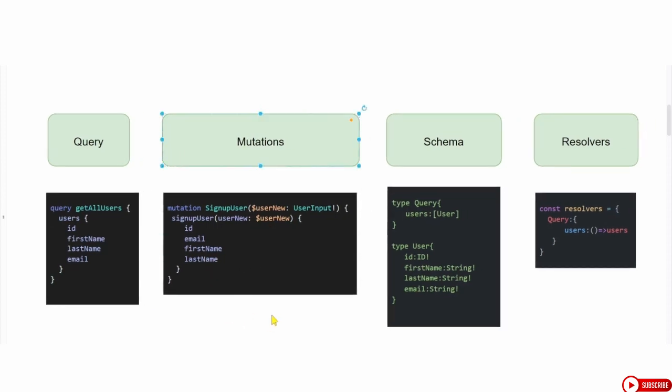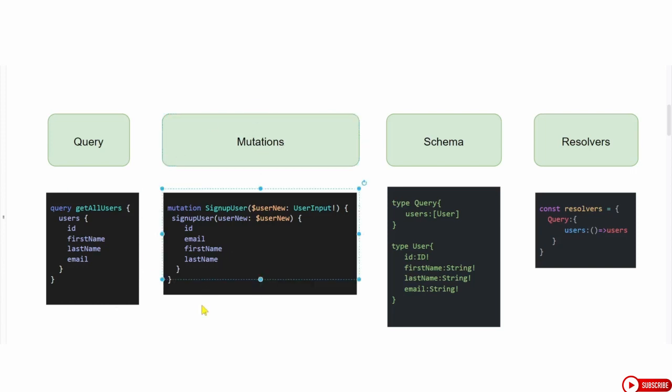Now let's talk about what a mutation is. Whenever you want to create, update or delete data on your server, we call it a mutation operation. And whenever you want to get some data from your server, we call it a query operation. So think of mutation as the POST, UPDATE and DELETE APIs in REST APIs.